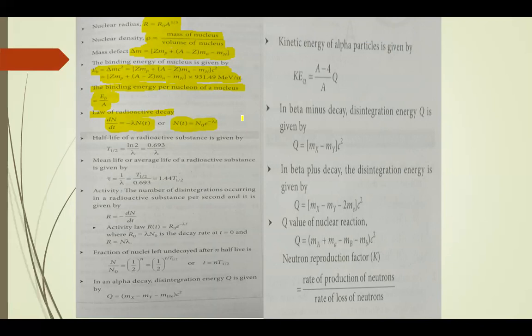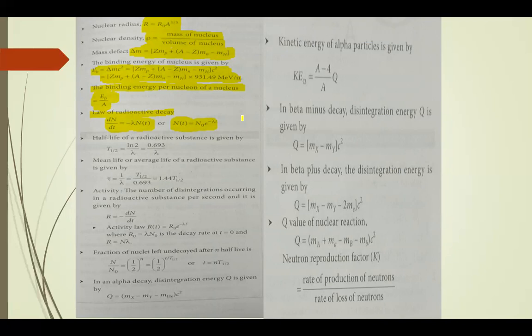minus lambda t. Okay, and the types of nuclei are also very, very important. That is isotopes, isobars, isotones. The definitions: isotopes are the nuclei of the same element having the same atomic number but different mass number. Atomic number will be the same but mass number will be different. This kind of nuclei we are going to call isotopes.